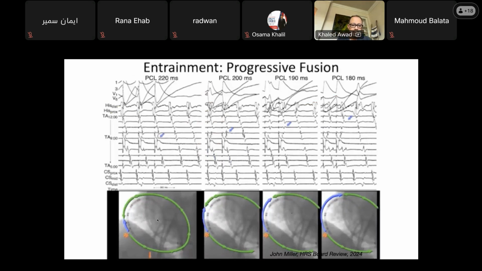And you can see the part of the atrium that is activated because of our pacing, which is what we call the antidromic part of the tachycardia. The antidromic limb of activation keeps getting bigger as we pace faster.